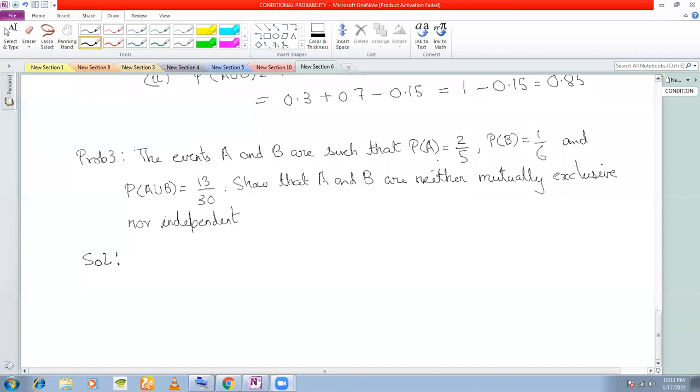Sir, P intersection B. P of A intersection B. Why P intersection B? In mutually exclusive events, the question of intersection does not come. If A and B are mutually exclusive, then what can we write?